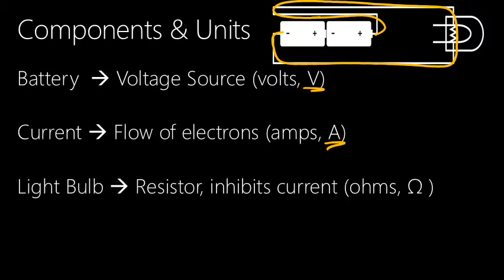A light bulb is just a type of resistor, something that inhibits the flow of current in a circuit. Resistance is measured in ohms, and we'll use the omega symbol to represent ohms. Finally, a flashlight has metal wires connecting the battery to the light bulb. We'll call this a conductor. Think of a conductor as something with zero resistance.